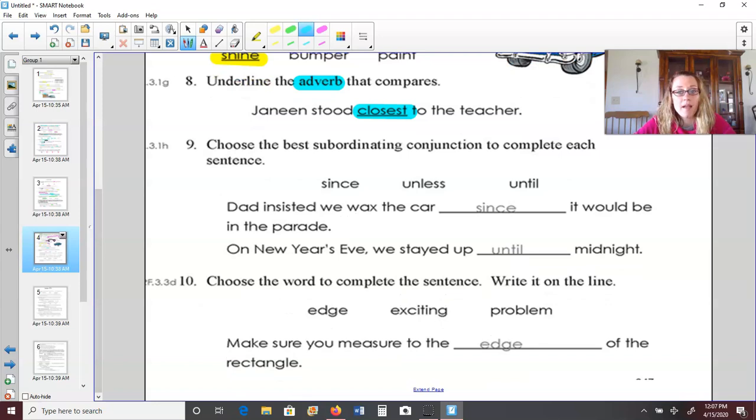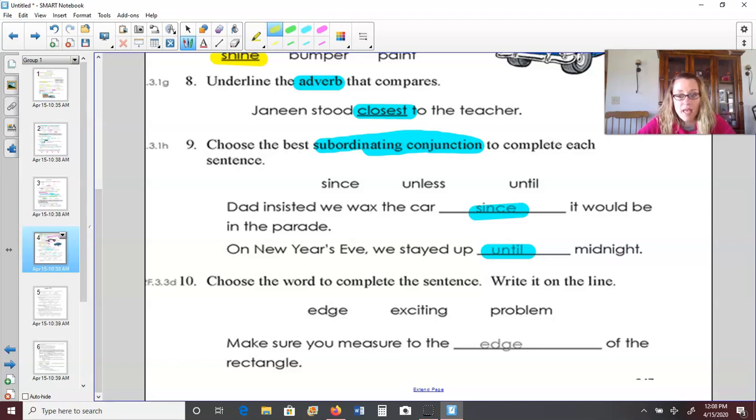On number 9, again, choosing a subordinating conjunction to complete our sentence. Dad insisted we wax the car blank it would be in the parade. Well, he wants us to wax the car since it would be in the parade. On New Year's Eve, we stayed up blank midnight. We stayed up until midnight. Those words are subordinating conjunctions because they are joining parts of our sentences together.